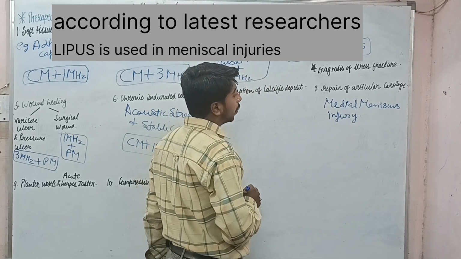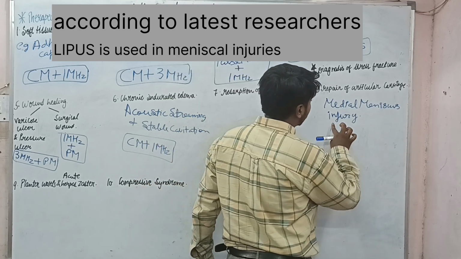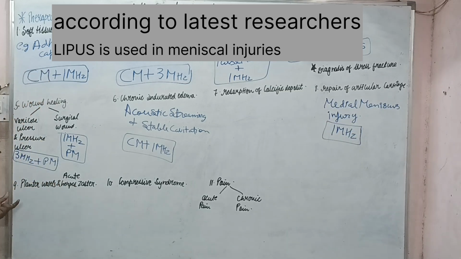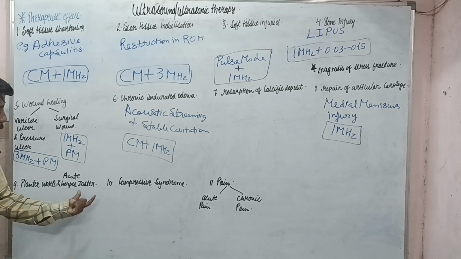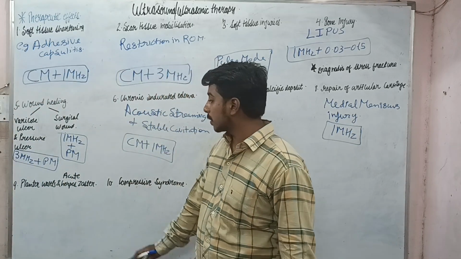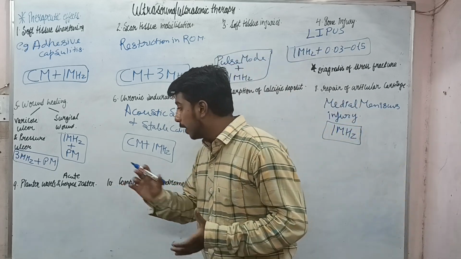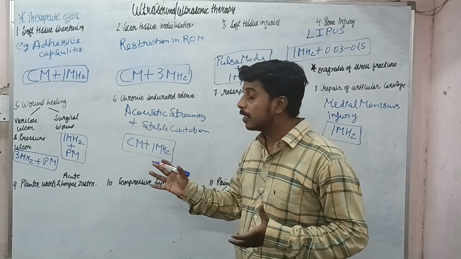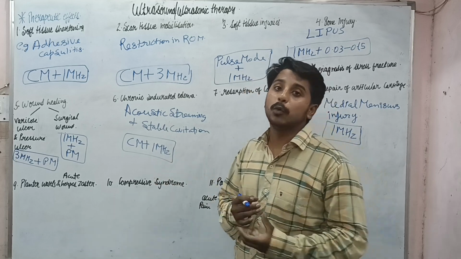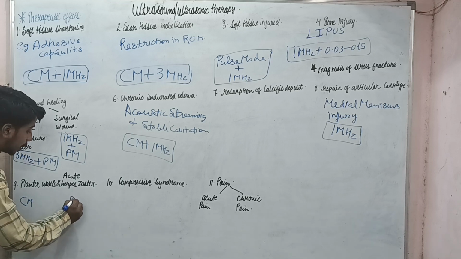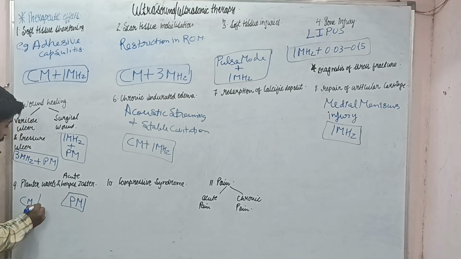Okay, so here also we are going to use the frequency at 1 megahertz. Then is plantar warts and acute herpes zoster. Plantar warts is the condition which affects the plantar surface of the foot, and here also there is pain, and its pathology is related to the occlusion of the capillaries. Here pain can be reduced by the application of continuous mode, and in acute herpes zoster we are going to use the pulse mode for the reduction of pain.